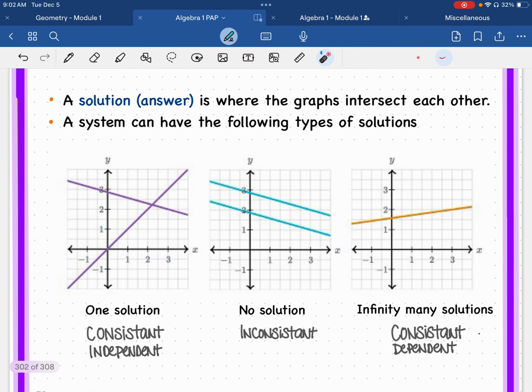It can have one solution, which is where my two lines intersect at a given point. This is called consistent independent. It could have no solutions because our two lines are parallel, having the same slope. We call this no solution or inconsistent. Or they could be the same line when you graph them, meaning that there are infinitely many solutions because they are intersecting at every single point along this line. This is called consistent dependent.